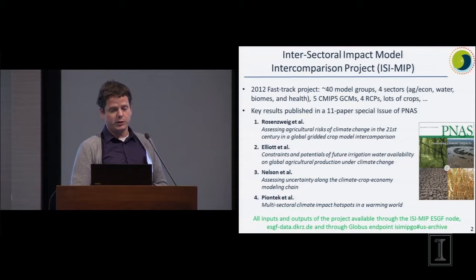We'll start out with motivation, with a project that we did in 2012 that was kicked off by a group at the Potsdam Institute called the Intersectoral Impacts Model Intercomparison Project. It was ostensibly a fast-track project, but that sort of belies the extreme rapidity with which it was performed. It was kicked off in February of 2012 and culminated just 11 months later with a really extraordinary amount of work produced. It included 40 modeling groups from four sectors, including both biophysical and agroeconomic models in agriculture, water models, biomes, and health. It included five GCMs from CMIP-5, four RCPs, et cetera, and culminated in a special issue of PNAS that came out last year.